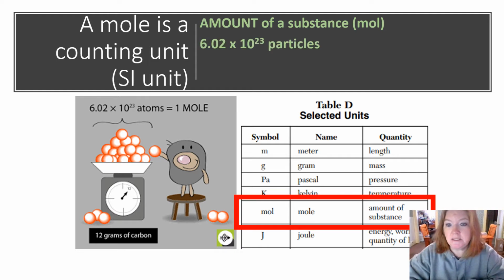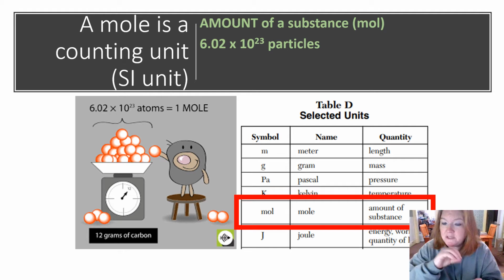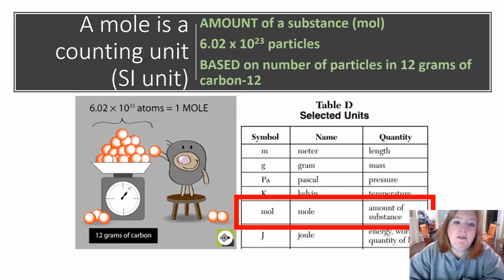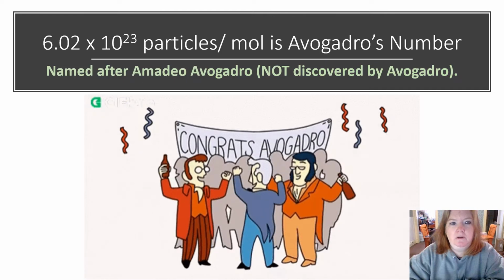It means 6.02 times 10 to the 23rd particles. So for a dozen, you only have to count 1, 2, 3, 4, 5, 6, 7, 8, 9, 10, 11, 12. To get to a mole, you would have to count 1, 2, 3, 4, 5, 6. I'm going to count it all the way to 6.02 times 10 to the 23rd. That's a lot. So instead of representing it as the written number, we call it a mole. It is based on the number of particles in 12 grams of carbon-12. So that's where it comes from.